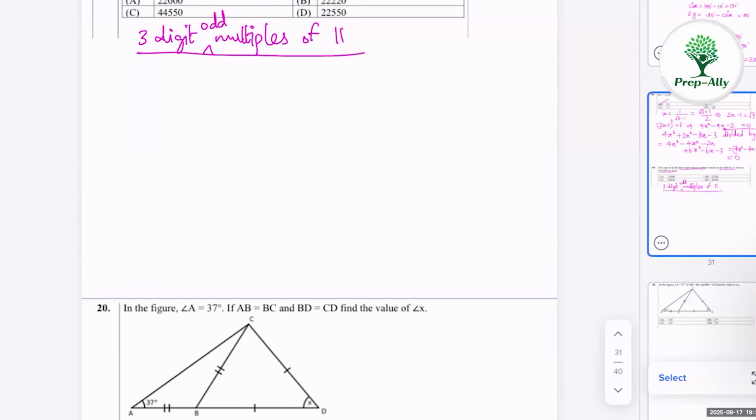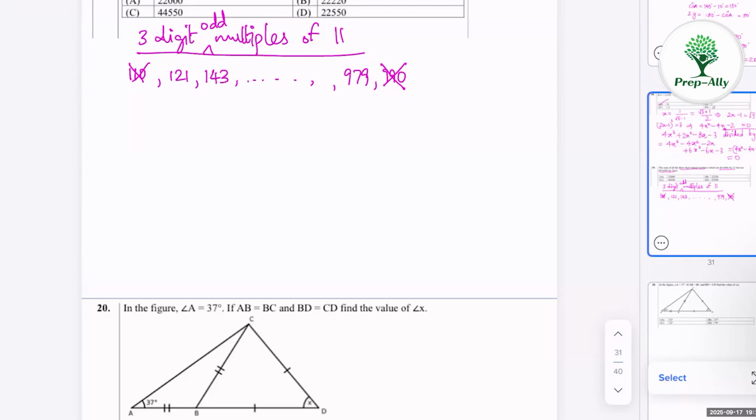So what's the smallest 3-digit odd multiple of 11? So we have 110, but 110 is not odd. And then we have 121, right? And then we have 143 up to, we have 990, but 990 again is not odd. So the one before that is 980. I'm sorry, 979.